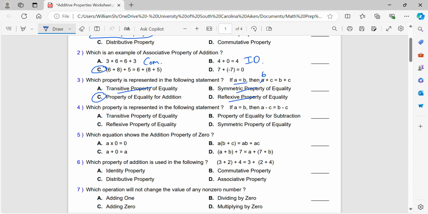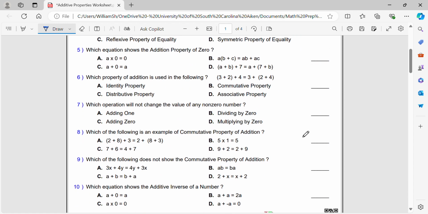Okay? We have a property of equality for subtraction, because if it holds with addition, it's going to hold with subtraction as well. Subtraction, like I said, works hand in hand with addition. You can almost think of it as the same exact thing, just like you can almost think of multiplication as the same thing as division. Well, we'll get to that in the next lecture.